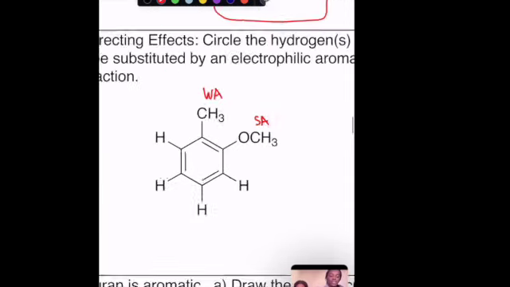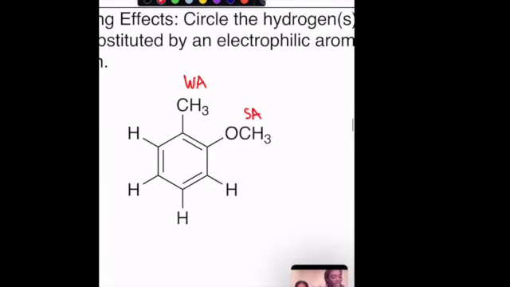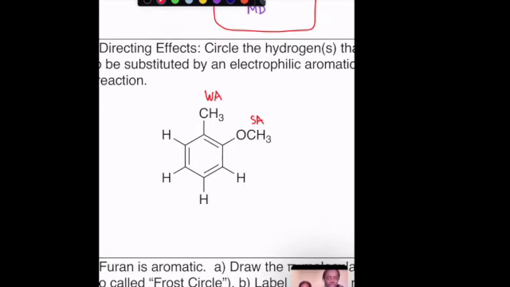Okay, in terms of these two, which one is going to be more directing, or more important here, to determine what's going to be taken and which H is going to be substituted? The OCH3, indeed. Since it's a strong activator, how is it going to direct? Ortho, para, meta? It's going to do ortho-para.